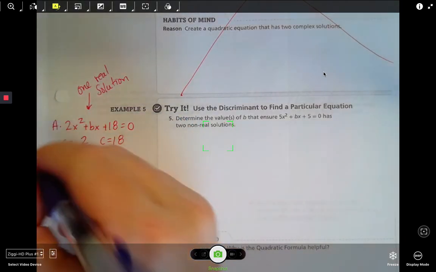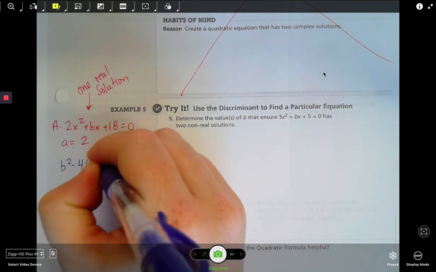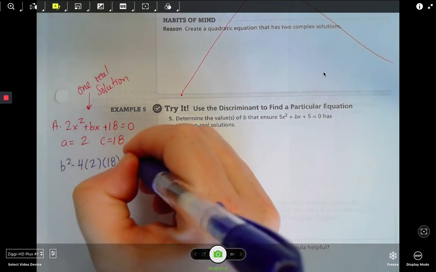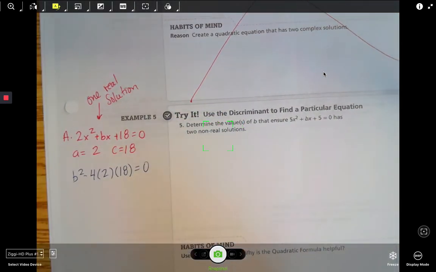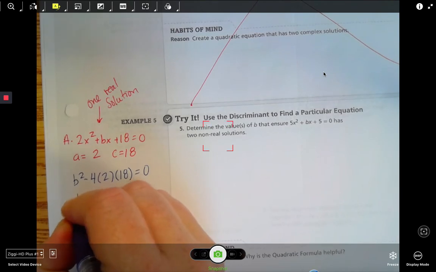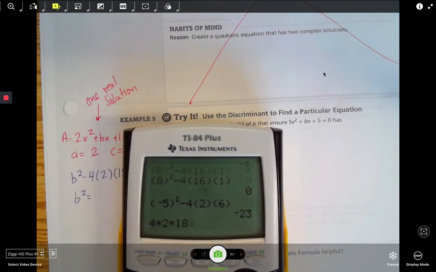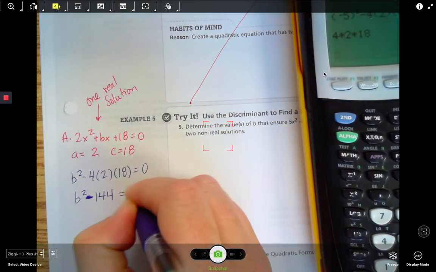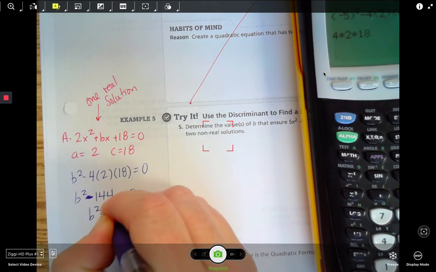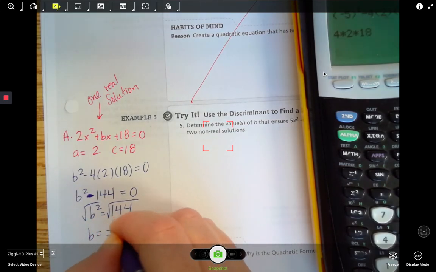So we're going to find our discriminant. We know we got b squared, we don't know what b is yet, minus 4 times a times c. And we know that that should equal 0. Well, if I've got b squared, multiply all these numbers together, 4 times 2 times 18. I get 144, and that should be a minus. b squared minus 144 is equal to 0. Solve for b. So b is equal to plus or minus 12.